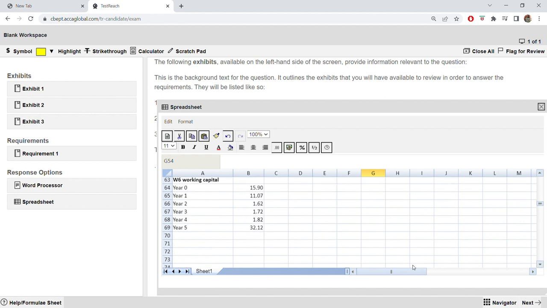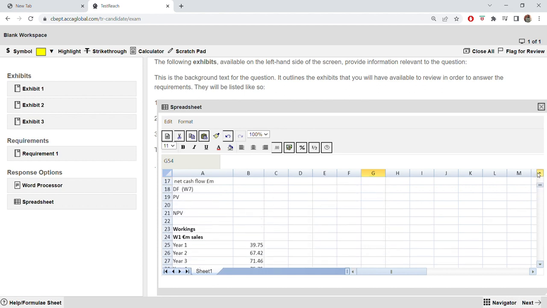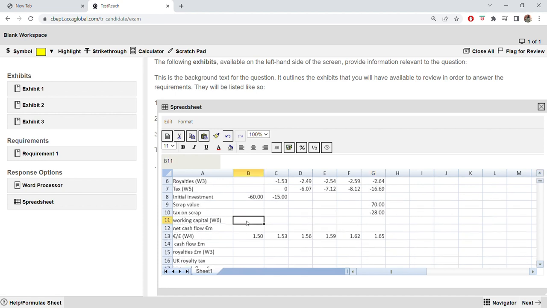So now you have to go and put this figure in your working capital, right? So we'll do that. We have almost got all the cash flow. We just want the discount factor right now. Starting with year zero, it will be minus. Okay. So now let's do. It will be 15.9 minus 11.07 minus 1.61 minus 1.72 minus 1.82, and at the end it will be a plus. You'll be recovering 32.12. Okay, and we'll put everything in two decimal places so that it looks like everything is in two decimal places only.